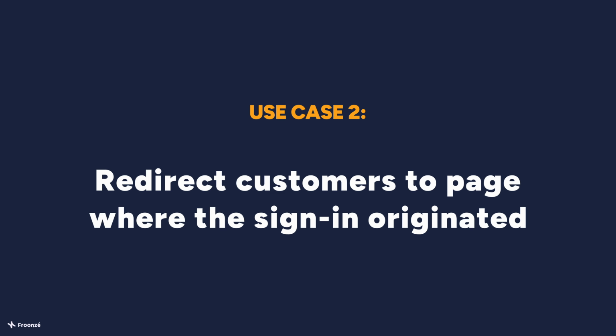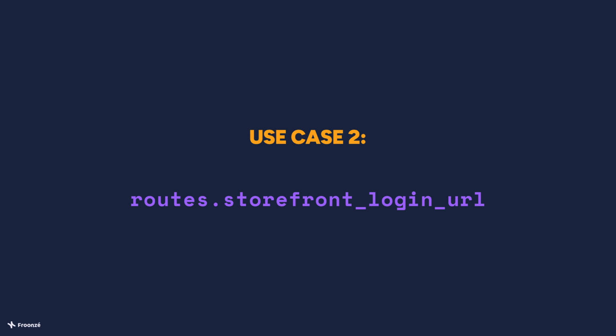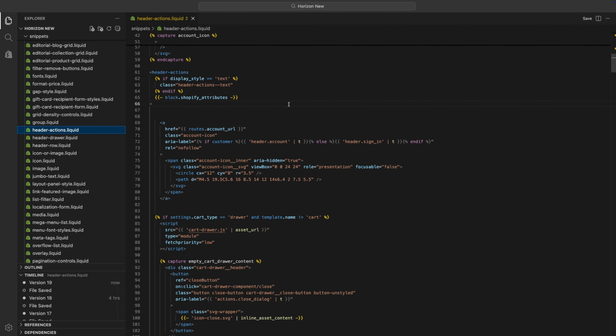Next, sending customers back to the page they came from. Shopify actually has a built-in route for this. routes.storefront_login_url. Using it as your sign-in link's href automatically captures where the customer was and returns them there after sign-in. But there's a catch. If this replaces your only account link, customers who are already signed in lose their path to the account page. The fix is to conditionally show different links depending on whether the customer is signed in or not. Many modern themes already do this by default, but if yours doesn't, this snippet in your header sorts it out.